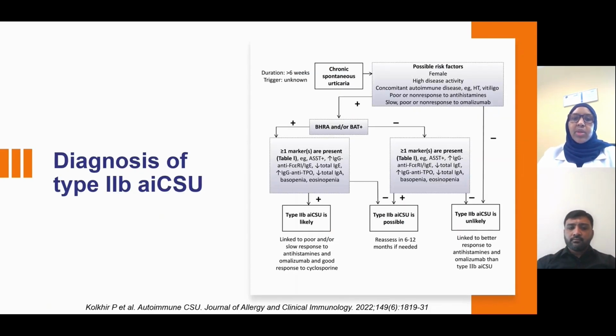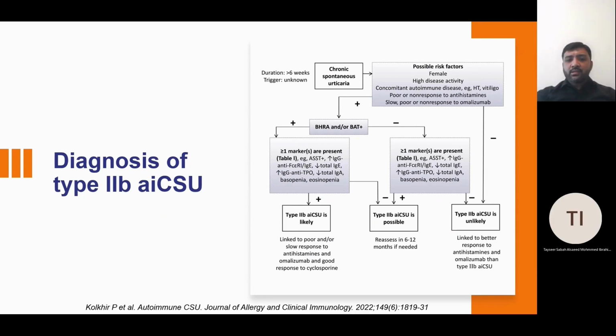So let us try to put this into practice. Can you tell us, Ramzy, please, how to use these biomarkers in diagnosis of CSU endotypes? So the diagnosis of type 2 autoimmune CSU has been well summarized in this algorithm, which was published in a recent article in JACI. Once a patient presents with chronic spontaneous urticaria, look for the possible risk factors associated with type 2 endotype. These include female sex, patients who have a higher disease activity, patients who have associated autoimmune diseases, a poor or non-response to antihistamines or Omalizumab.